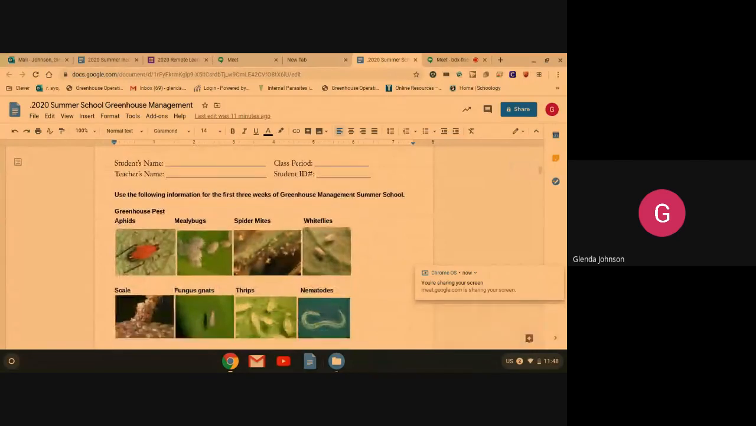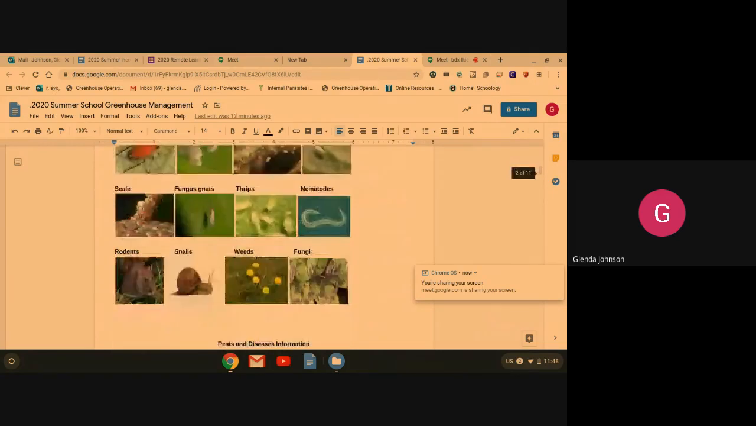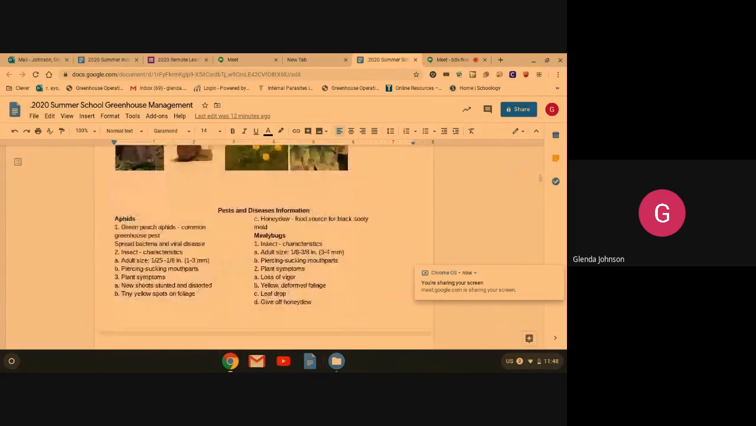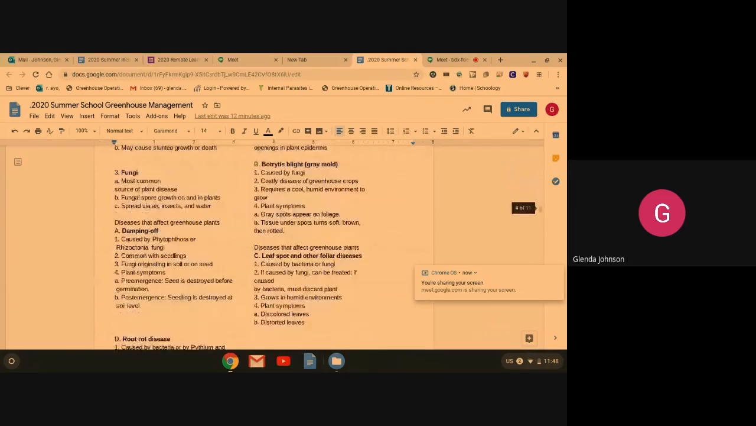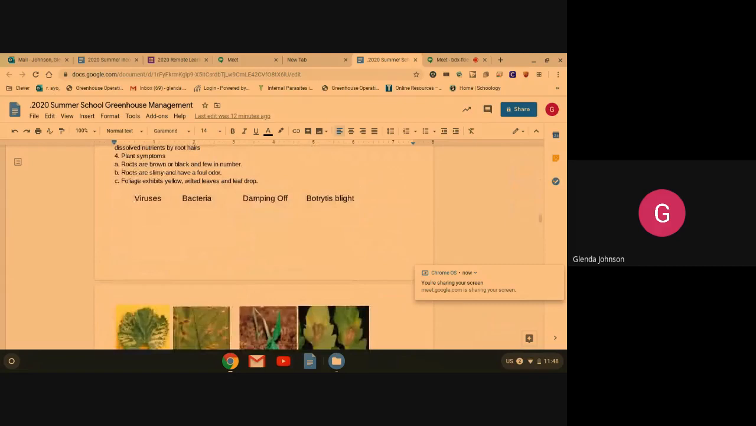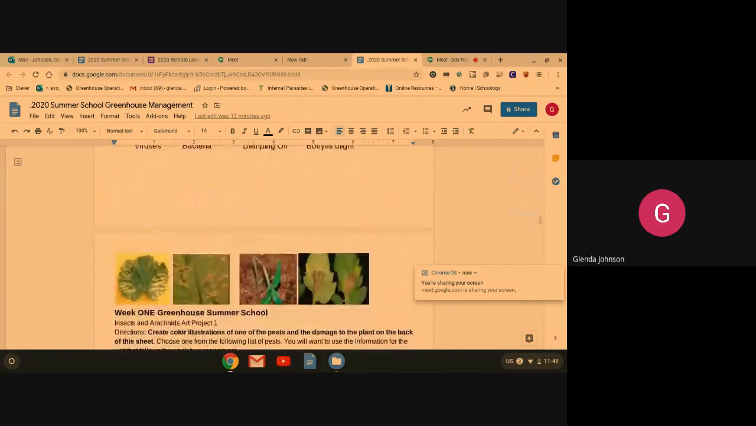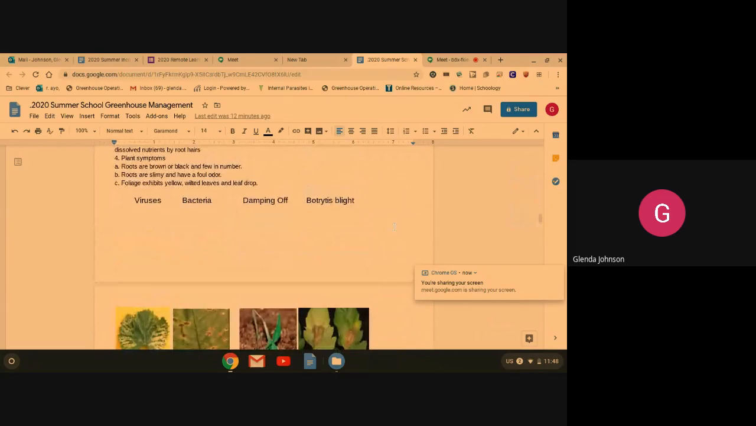In your packet, the first thing is the common greenhouse pests. A lot of them are really tiny, microscopic kind of things. Anyway, there are things that could be in the greenhouse, and also outside pest things. It gives you all the statistics of each one of those. You're going to use this information for the next 3 weeks. It'll tell you about viruses and things like that also.